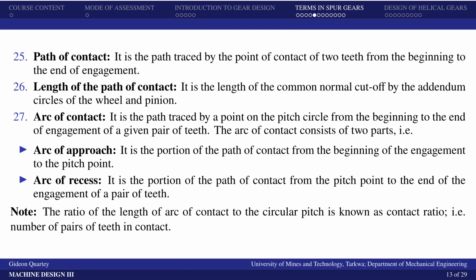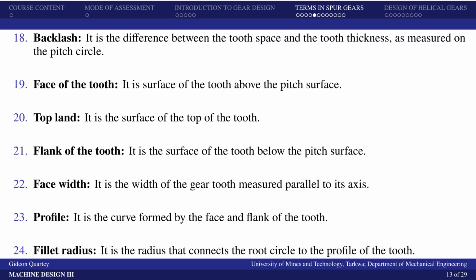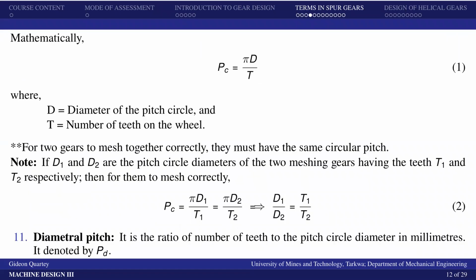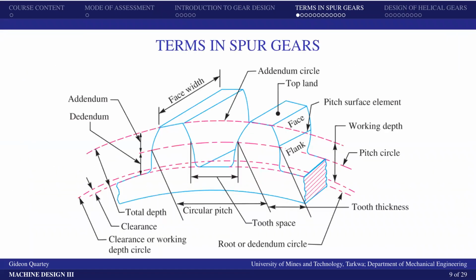Then the next one is the face width, and that is the width of the gear measured parallel to the axis. We call that the face width, which we can say is the width of the gear. Over here, the distance from this side to the other side is called the face width, which will generally be the width of the gear tooth.